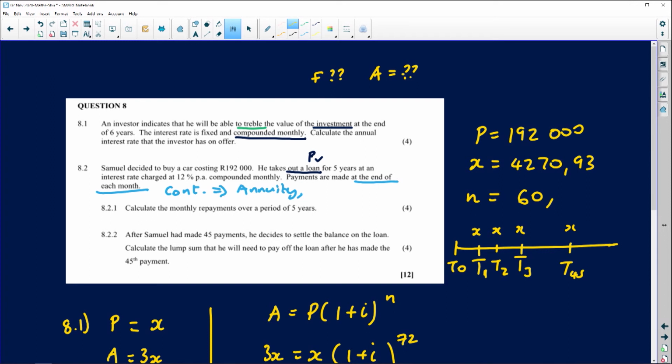So he wants to know, when I have paid 45 times, before I even get to 60 payments, how much am I owing here? What's the balance in this? What is the money owed? The outstanding balance when I'm here. After making that 45th payment, what is outstanding? Because I want to settle that debt.